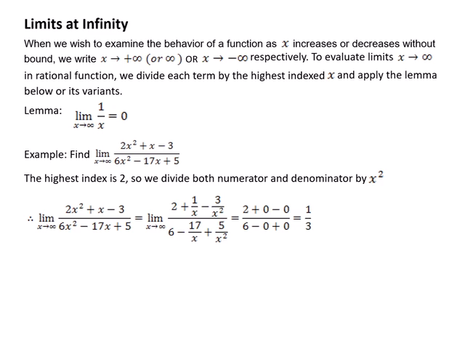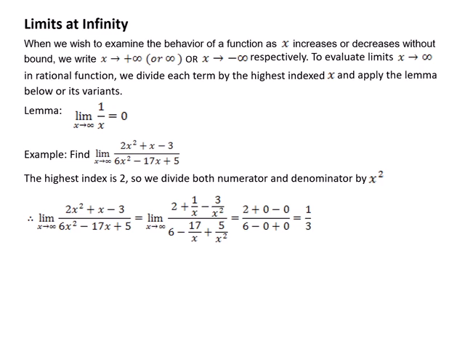By the time we now substitute the limit given, then we have 2 plus, that is 1 over infinity will give us 0, minus 3 over infinity squared will also give us 0, all over 6 minus 17 over infinity will give us 0, plus 5 over infinity squared will give us 0, and the answer is equal to 1 over 3. The answer is 1 over 3.